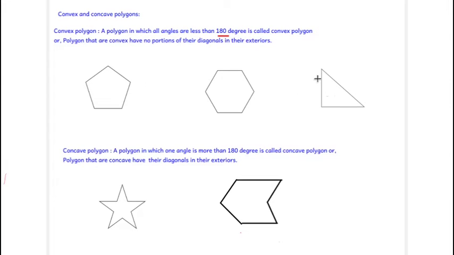First, let us consider this triangle. We know that in a triangle, all the angles are less than 180 degrees. So this is 90 degrees, from the figure only we can say. And these two angles are obviously less than 90 degrees. If it is less than 90 degrees, then obviously it is less than 180 degrees. So this is a convex polygon.